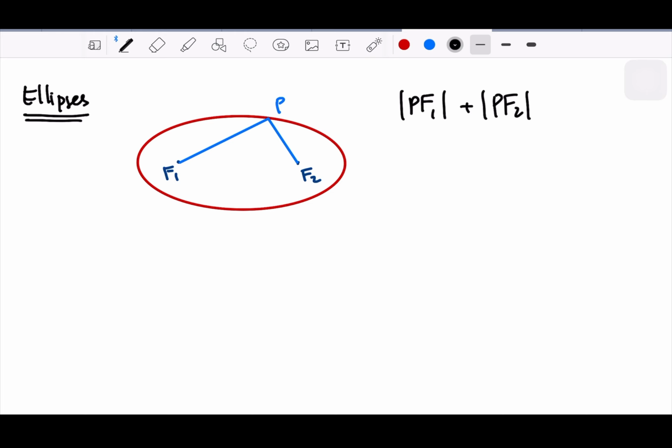So if I draw another one, maybe in green, from here and then here, this is also another P, and this is also the same constant. If we add these two lines, it's always the same constant. Maybe another line, this also has the same constant.